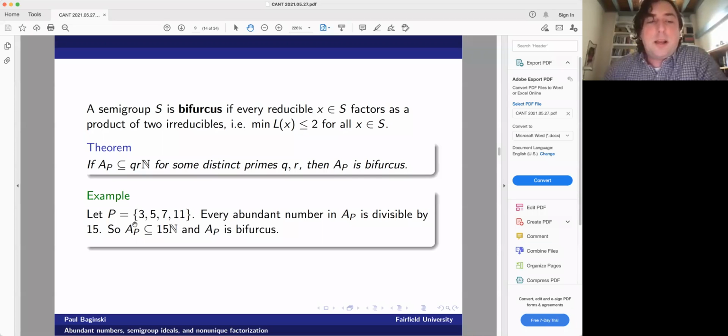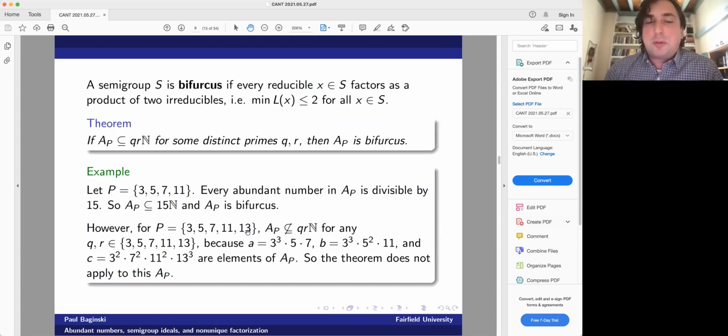Here's an example. P is the set 3, 5, 7, 11. So I'm looking at abundant numbers made out of those 4 primes. Every abundant number that you make out of those 4 primes has to have a 3 in it and a 5 in it. So this restricted set of abundant numbers is contained in the multiples of 15. By this theorem, that means A sub p is bifurcus, so every abundant number in the set can be rewritten as just a product of 2 irreducible abundant numbers. Now this theorem is nice, but it doesn't apply to every example of abundant numbers. If I just threw in an additional prime 13, then this hypothesis fails.